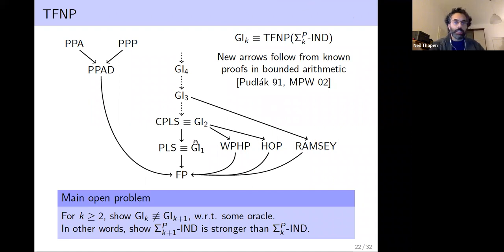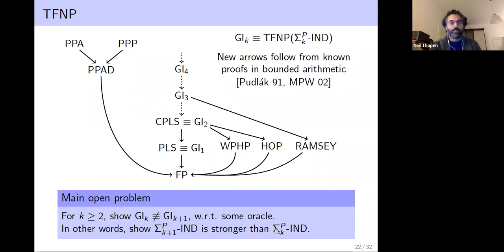And it's to actually separate the search problems along the spine here. So my motivation for this comes from logic. So I see it as the question is to show that if you have induction for formulas with k+1 quantifiers, then it's stronger than induction for formulas with k quantifiers. So this should be true.